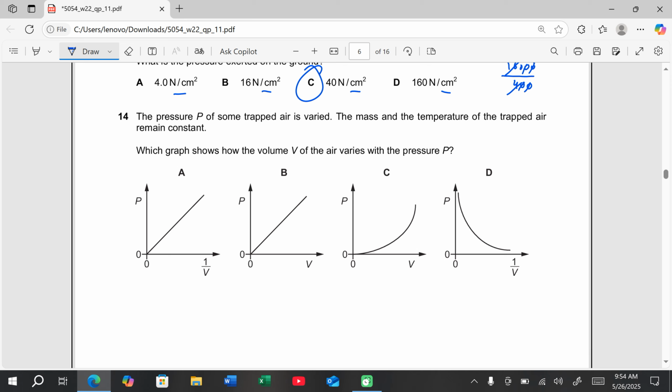Pressure P of some trapped air is varied. The mass and the temperature remain constant. Volume is inversely proportional to pressure. But there is no graph of inverse proportion here with the volume, so we can take 1 over volume as a whole quantity, and then this becomes directly proportional. So pressure is directly proportional to 1 over volume. Directly proportional is a graph which passes through the origin and is a straight line.